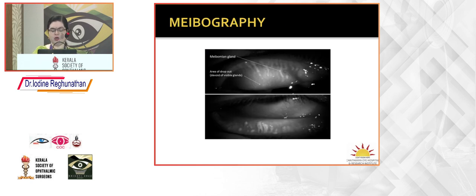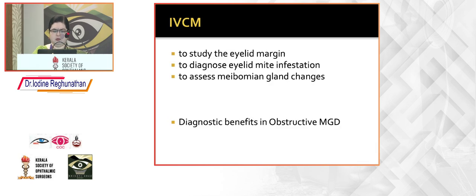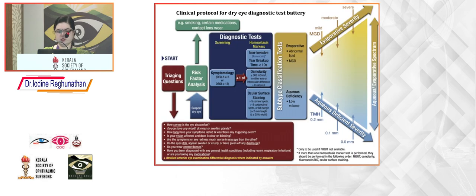Next is meibography. It gives a morphological assessment of the meibomian glands. The meibomian glands are seen as hyperilluminated areas. In between, the dark areas represent the areas of dropout. Confocal microscopy can also be used to study the eyelid margin. It has diagnostic benefits in obstructive meibomian gland disease. However, it has not been popularly used for dry eye disease diagnosis.